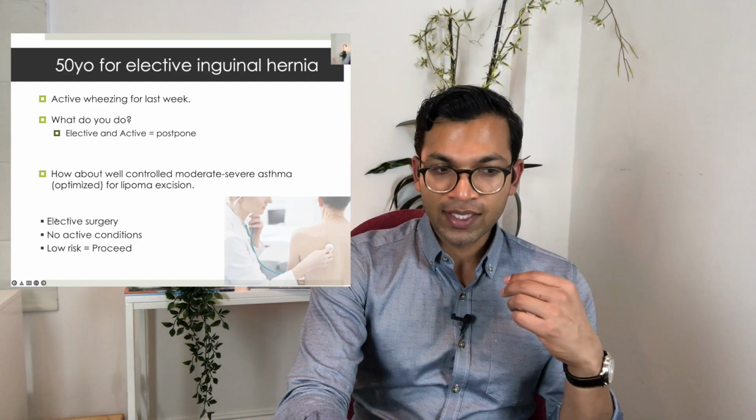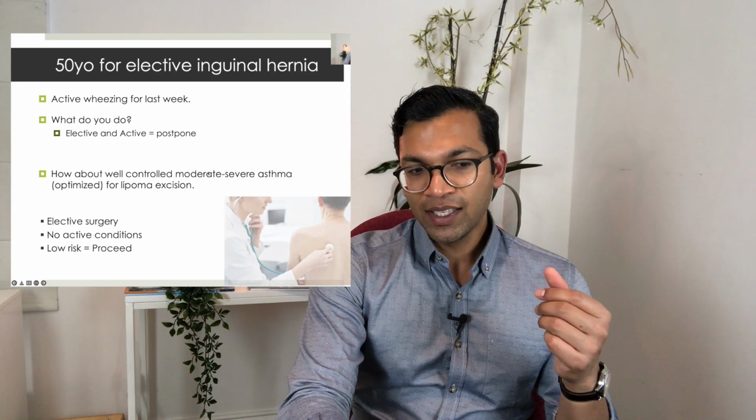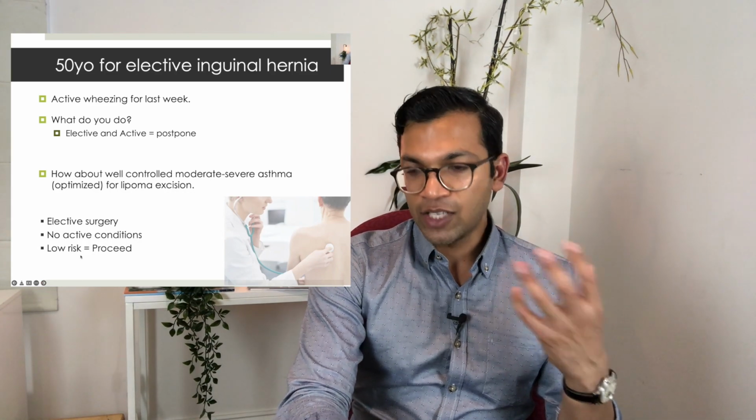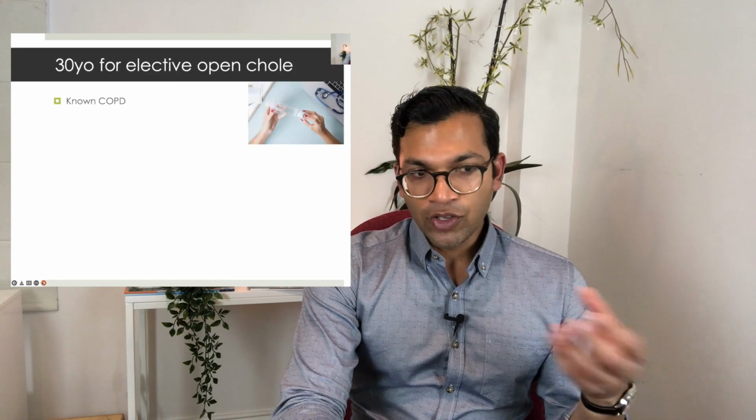So again, the framework is: it's elective. There's no active conditions. It's just bad asthma, but it's optimized. And the procedure is low risk, therefore I can proceed. Elective coli, known COPD, same thing.